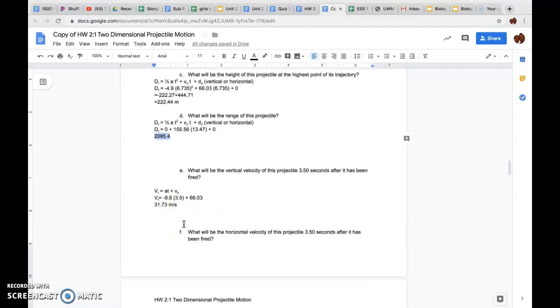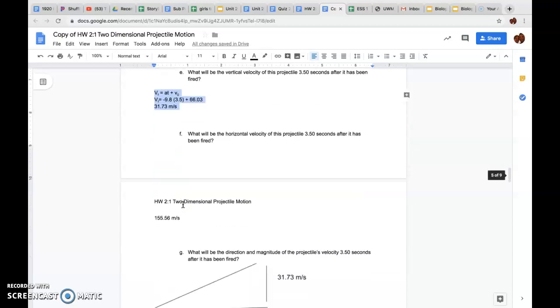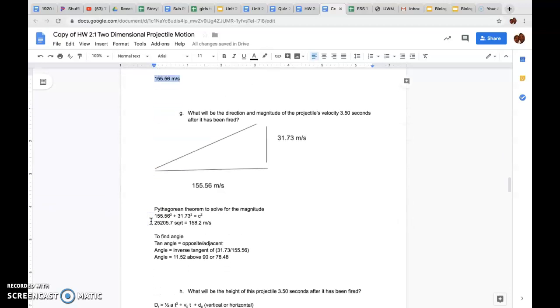All right, what will be the vertical velocity of the projectile 3.5 seconds after it has been fired? Yeah, we just rock that through. That's a fairly easy equation. All right, horizontal velocity, that's a conceptual question. It will not change.